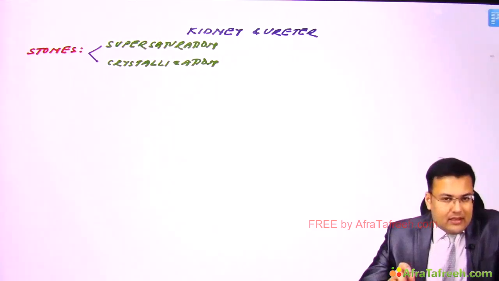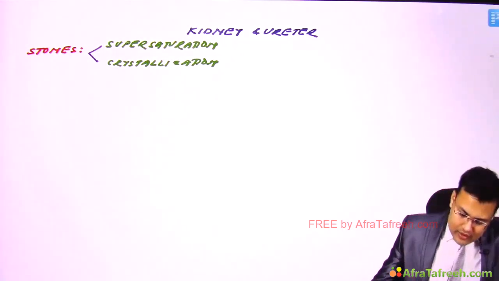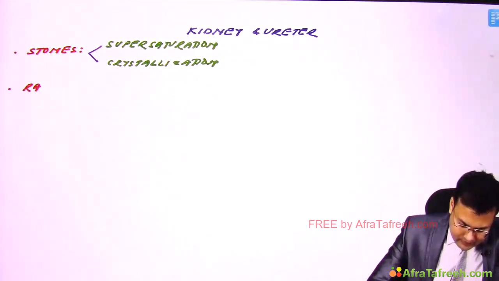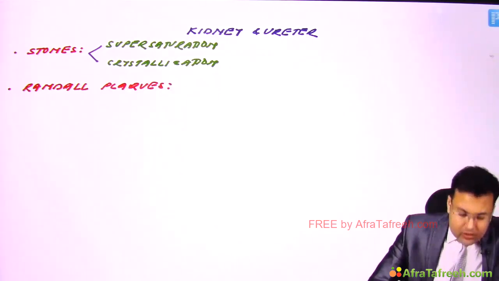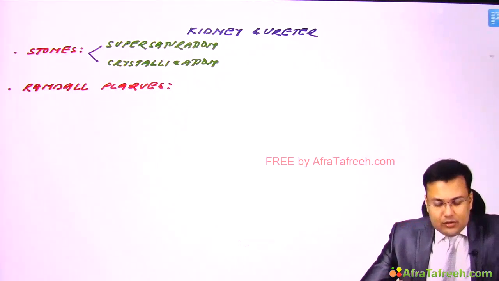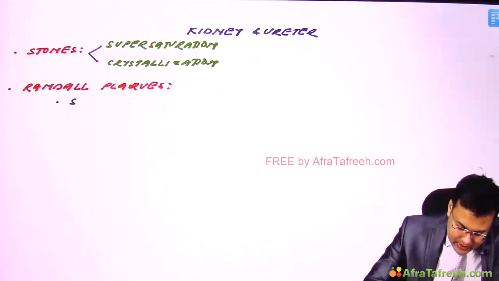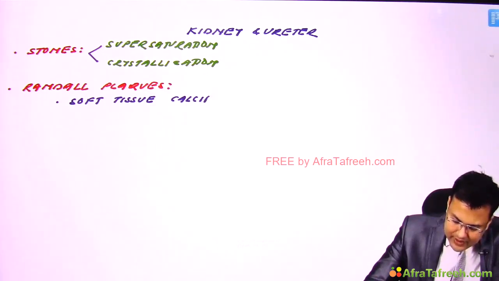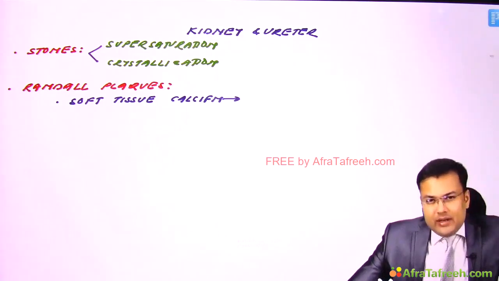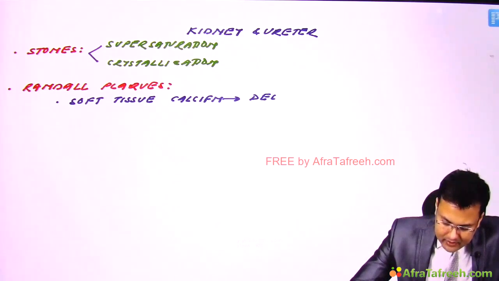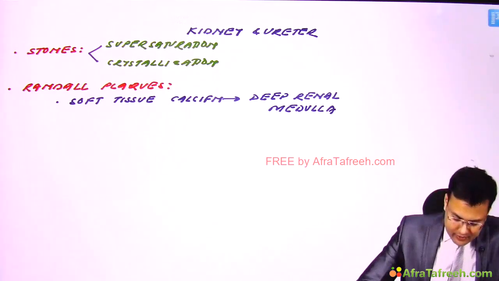What are these Randall plaques? These are soft tissue calcification, and these are located in the deep renal medulla. So these are going to act as a nucleating agent for renal stones, right? And what is the location? Soft tissue calcification located in the deep renal medulla, and these act as nucleating agent for renal stones.